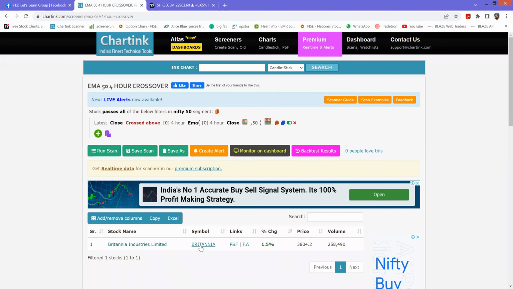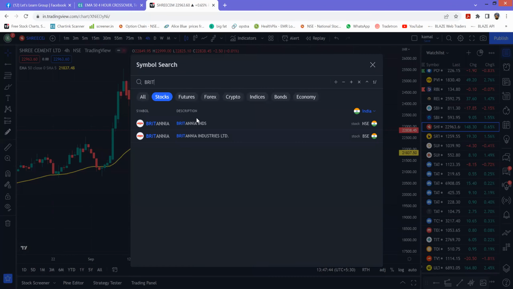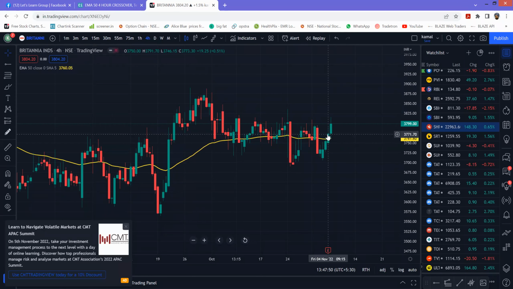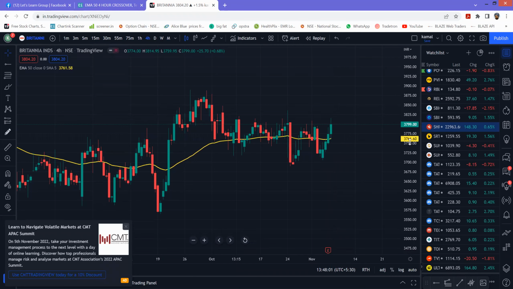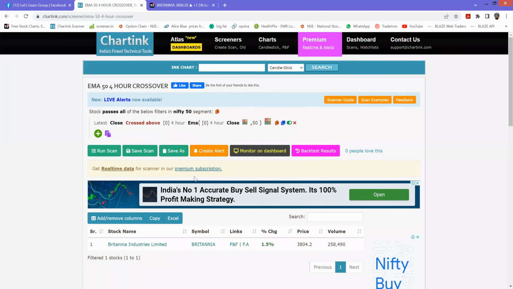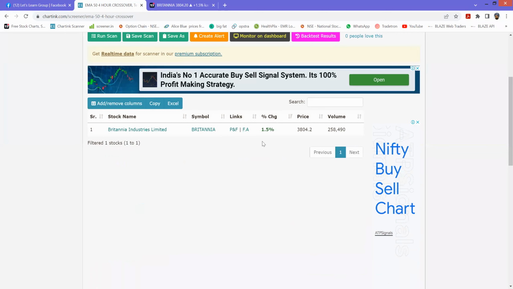What did you get? Britannia Industries. Now let's go and check what is going to happen to Britannia Industries. 3,771 is the entry. It has gone a little above it. As such, we have got about 20 odd rupees already running in the trade. We don't know where it's going to go. It may turn back and come and hit you here. Nobody knows it. But if you had taken an entry, you are still in green. Now let's pick up the other thing. In Nifty 50, we have only one stock which is giving us this entry.